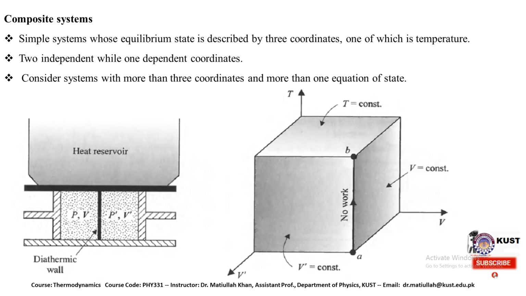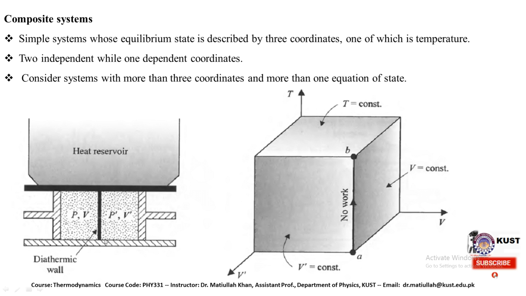So in this case we consider a simple system that has more than three coordinates. Similarly, to describe this particular system, we will need more than one equation of state. In this case we have two particular systems. Here this is one system and this is another system, and these systems are connected with each other by a diathermic wall. It means that the temperature is the same on both sides of the boundary. So the diathermic wall can easily allow heat to be exchanged between the two systems.